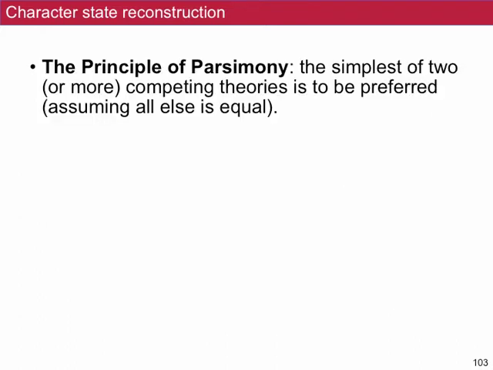Why are we going to do that? We're going to follow here, at least for now, something called the principle of parsimony, which you've already read about for the lab. We're going to apply the same thing here. The principle of parsimony says that given two competing theories, the simpler one is the one that you should prefer.